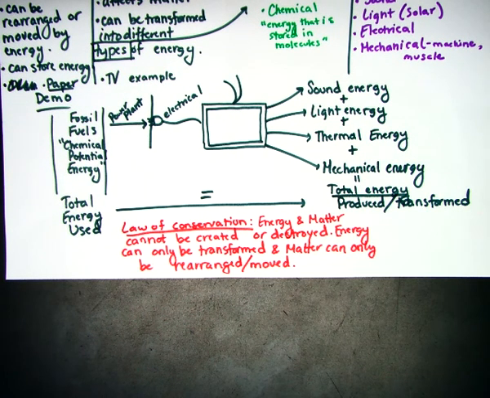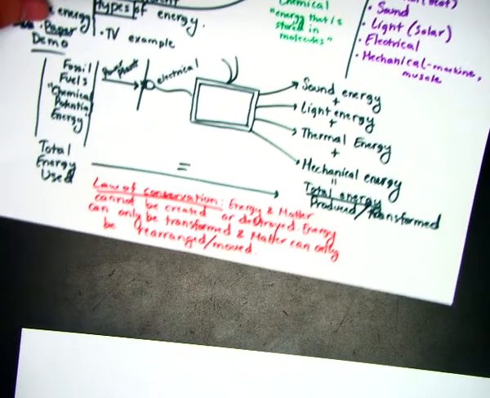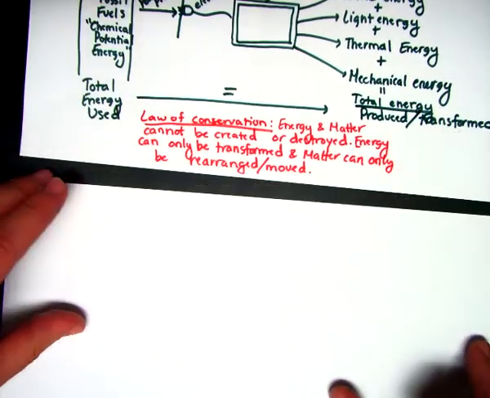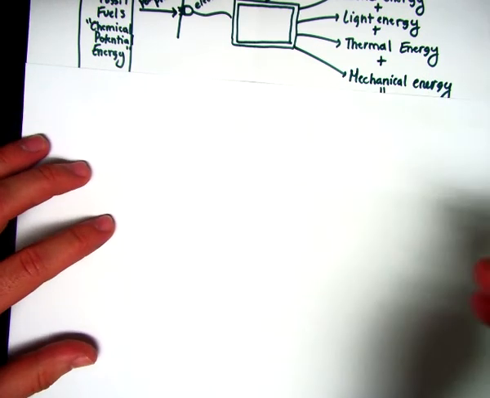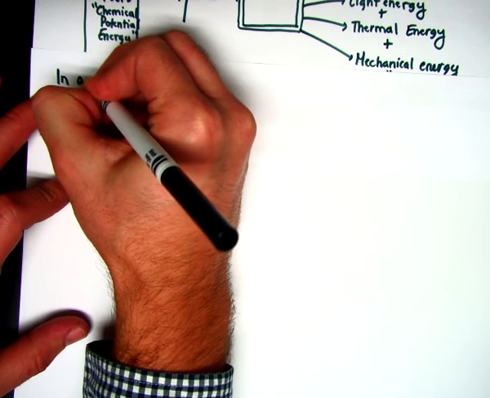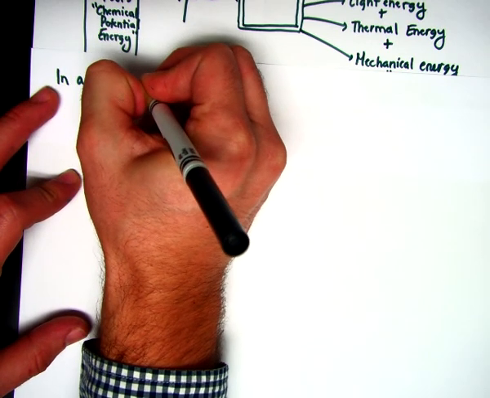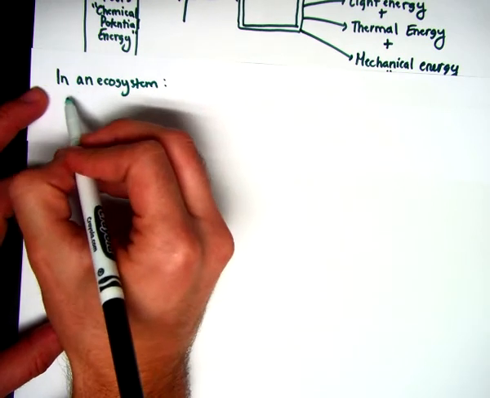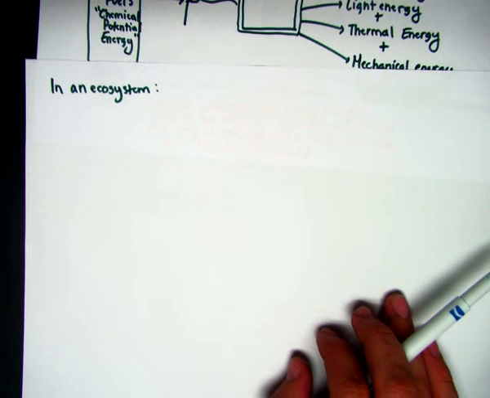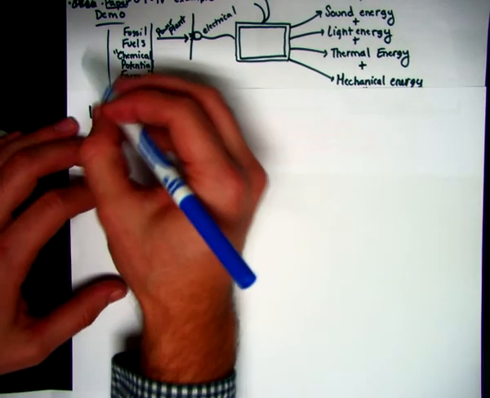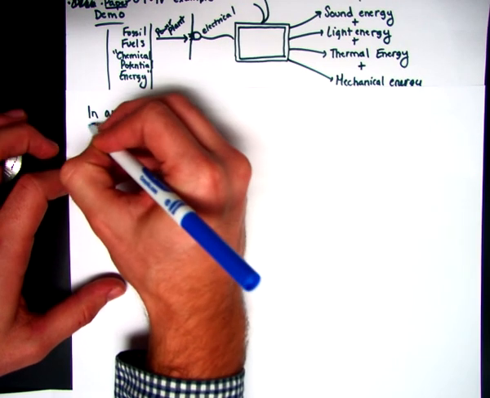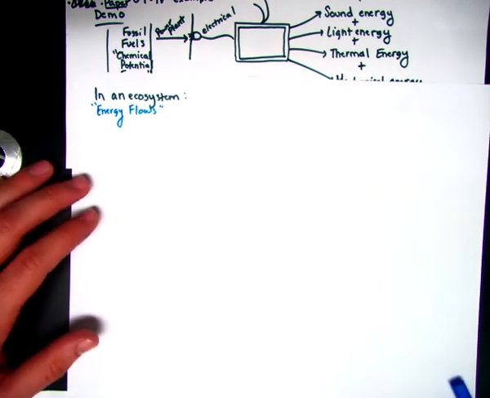So in an ecosystem, this is what we'll start up today. We're picking up where we left off. In an ecosystem, energy flows. So energy flows through an ecosystem, and the way that we represent this is something that you've seen before.